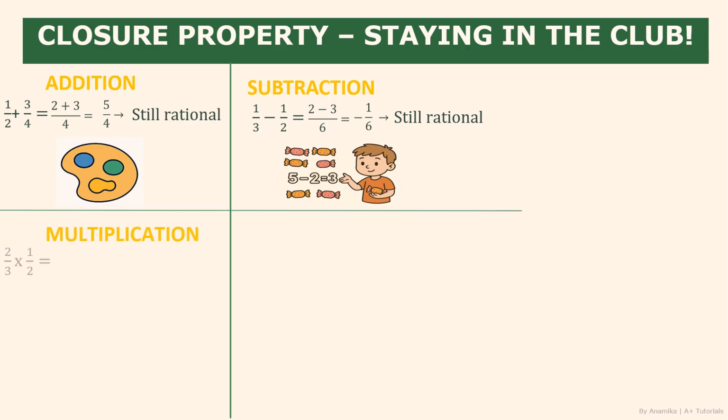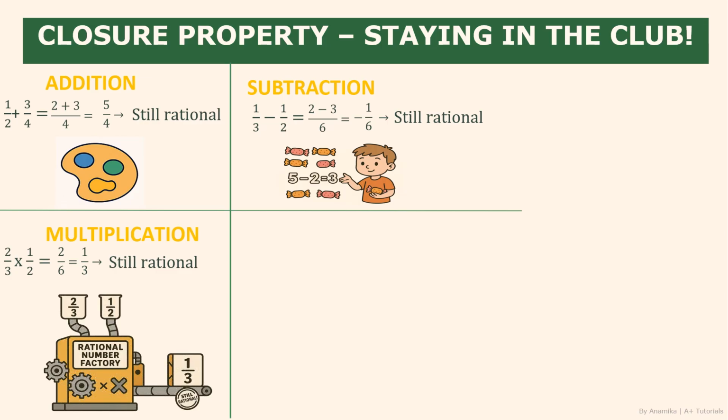So rational numbers are closed under subtraction. Multiplication. 2 by 3 multiplied by 1 by 2 gives us 2 by 6. And if we simplify that, we get 1 by 3. Welcome 1 by 3, you are rational too. So rational numbers are closed under multiplication.